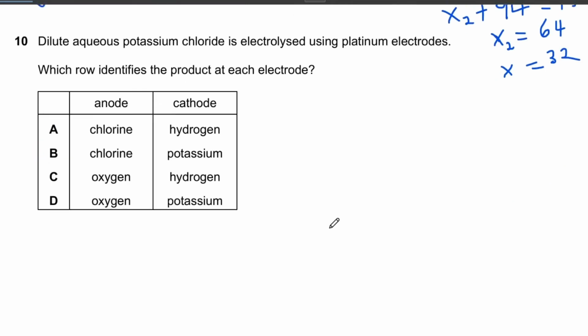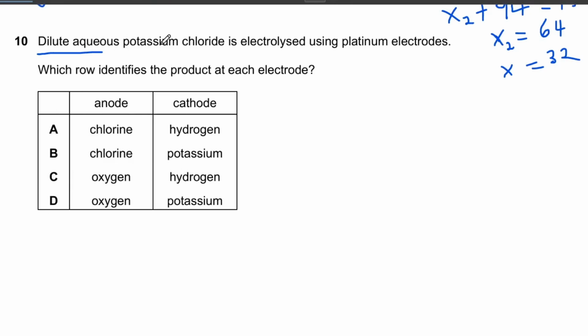Next question. Dilute aqueous potassium chloride is electrolyzed using platinum electrodes. Which row identifies the product at each electrode? So we have dilute aqueous. Whenever you hear dilute aqueous, you know that at your anode, oxygen will be the product. So that means our answer is between C and D.